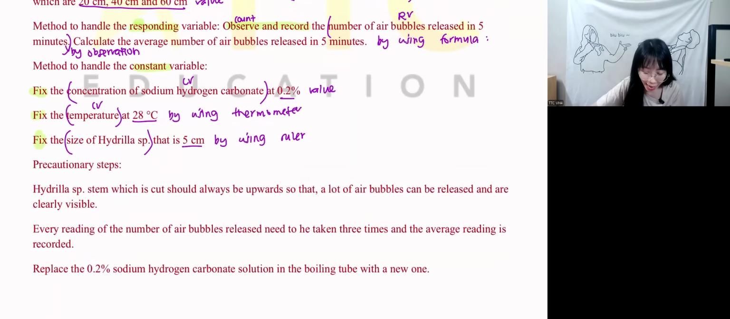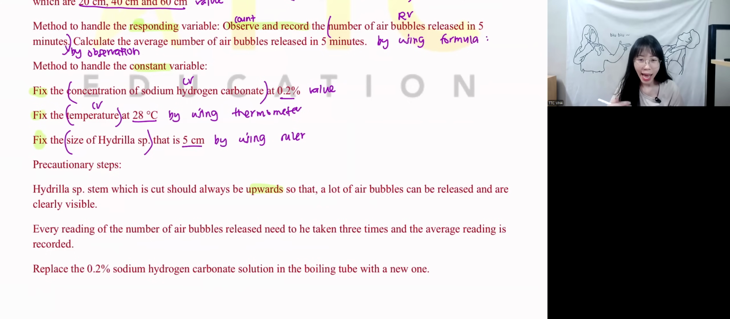You have to say, the Hydrilla species that is cut should always be outwards. It means you have to make sure that it's outward, but you have to put a clip, you have to make sure that it's in the water. Or you can say, Hydrilla species which is cut should always be immersed in solution so that a lot of air bubbles can be released and can be seen clearly. So you're going to put it into a solution, immerse fully also can.